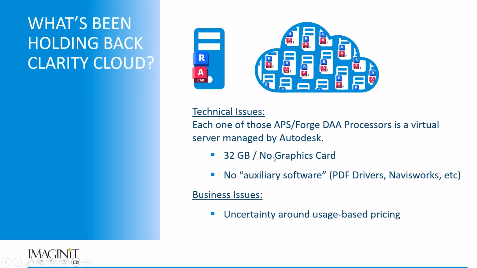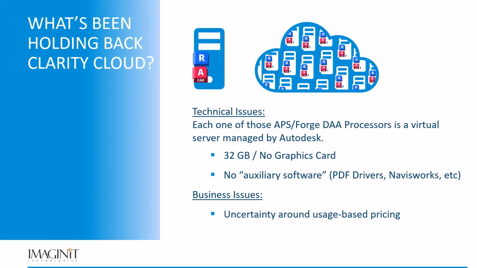The other thing from a performance perspective is that there's no graphics card. So there are certain tasks that do benefit from a graphics card, like PDF export or like AutoCAD or Revit to AutoCAD export, those really benefit from a graphics card. And so without that graphics card, that process goes a lot slower, probably 5 or 6 times slower than what people might be used to on their own desktop where you might have a graphics card.